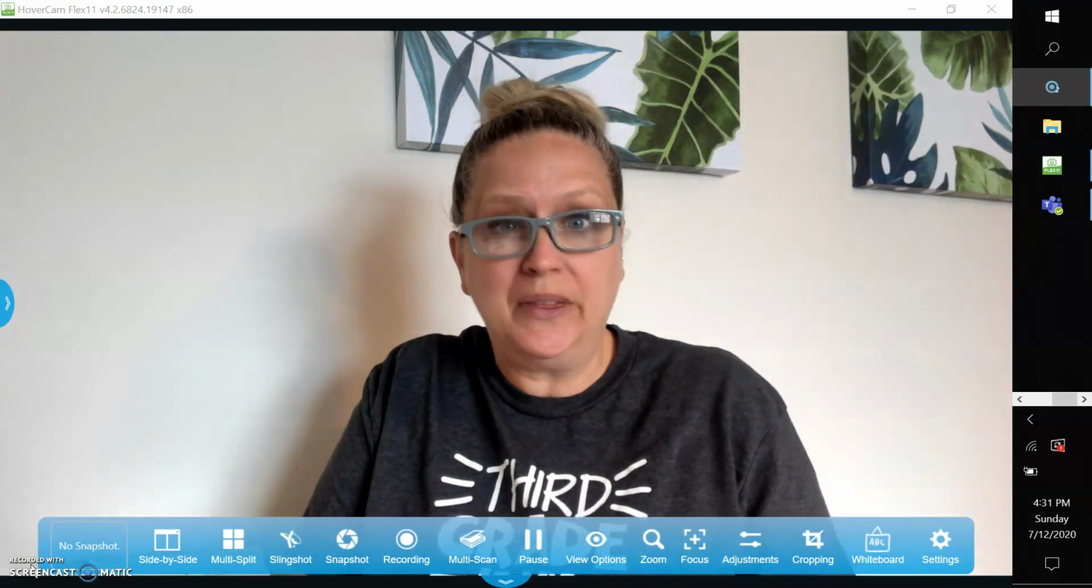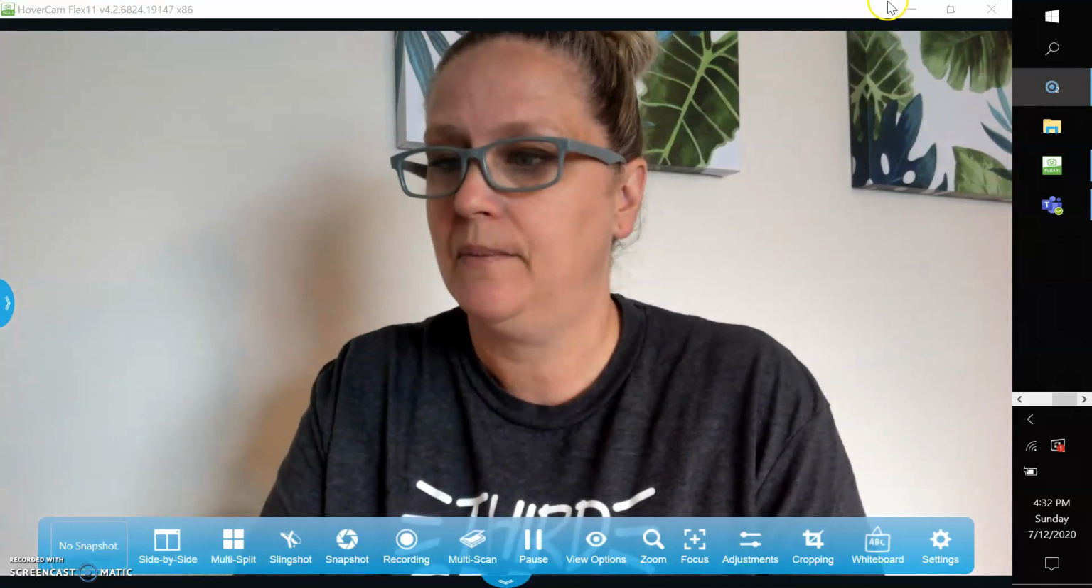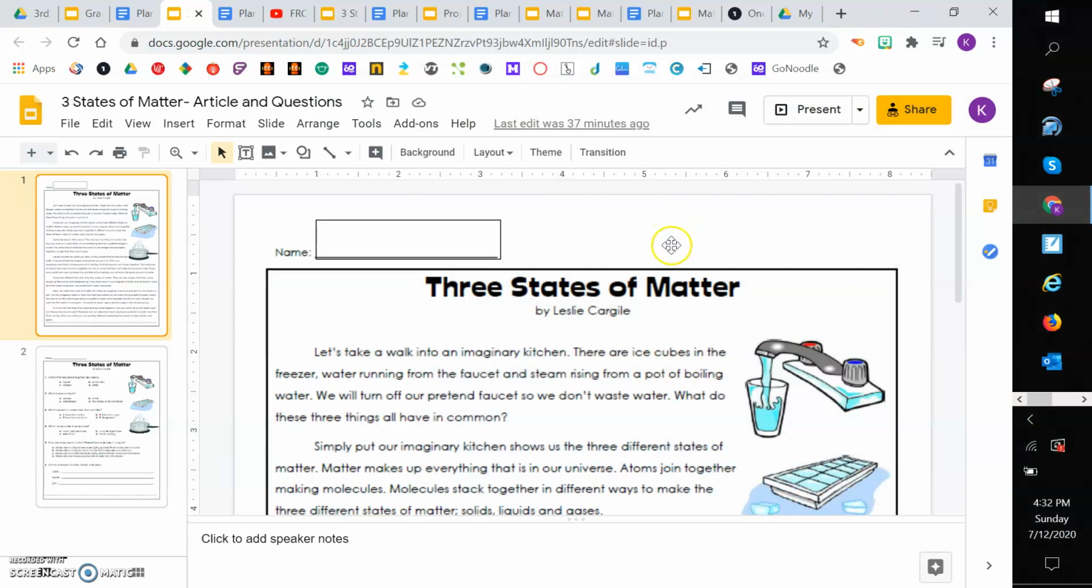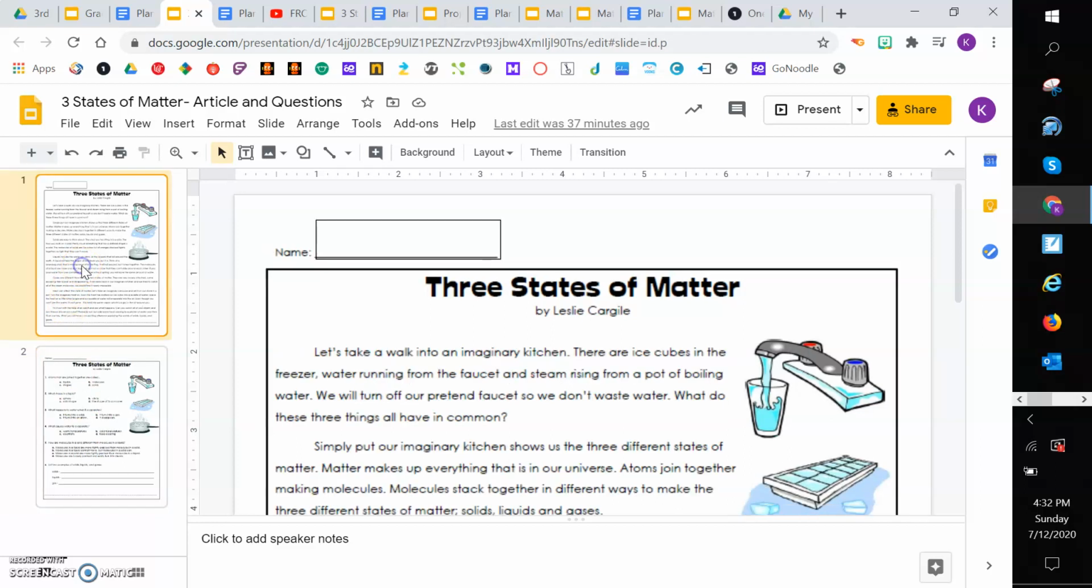Let me share with you what the activity is, and then I'll let you know what your choices are. For today, you have this article called Three States of Matter, and it looks like this top slide here. Then there are questions that you are going to answer, and all of the answers to those questions can be found by reading the article called Three States of Matter.